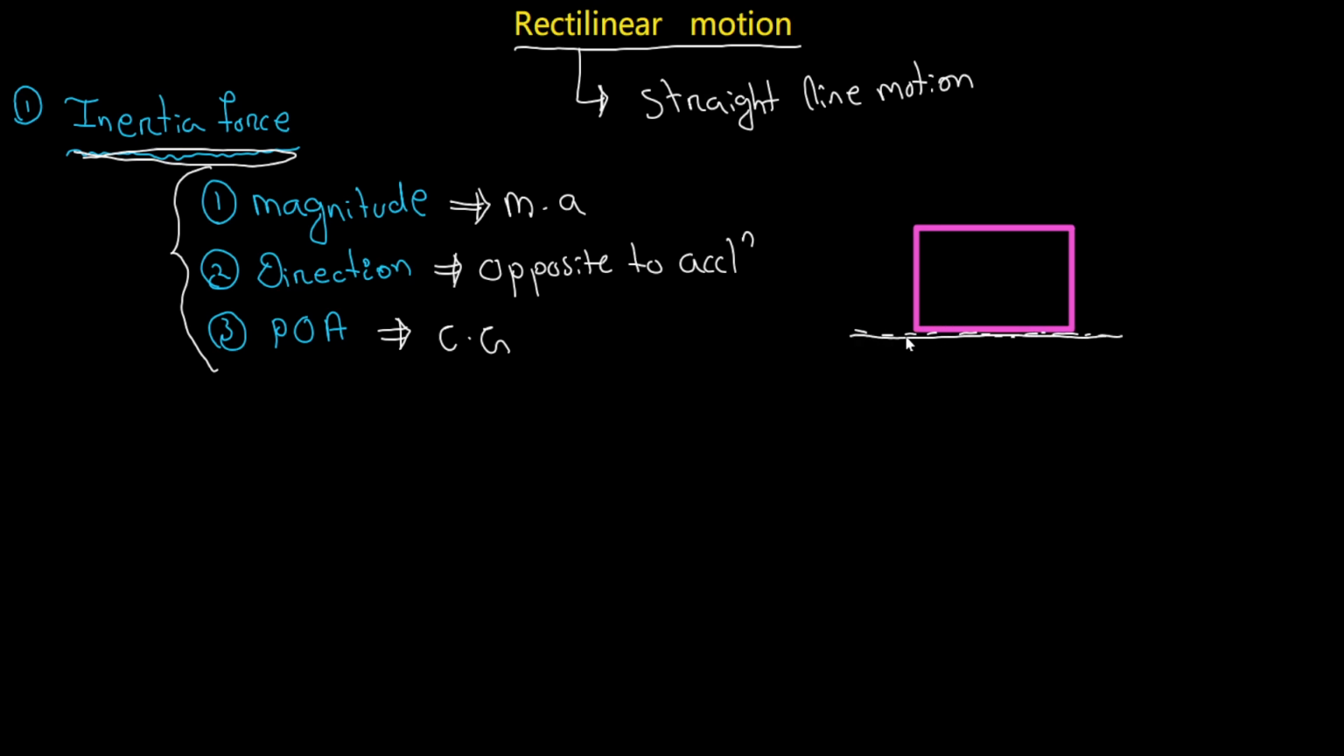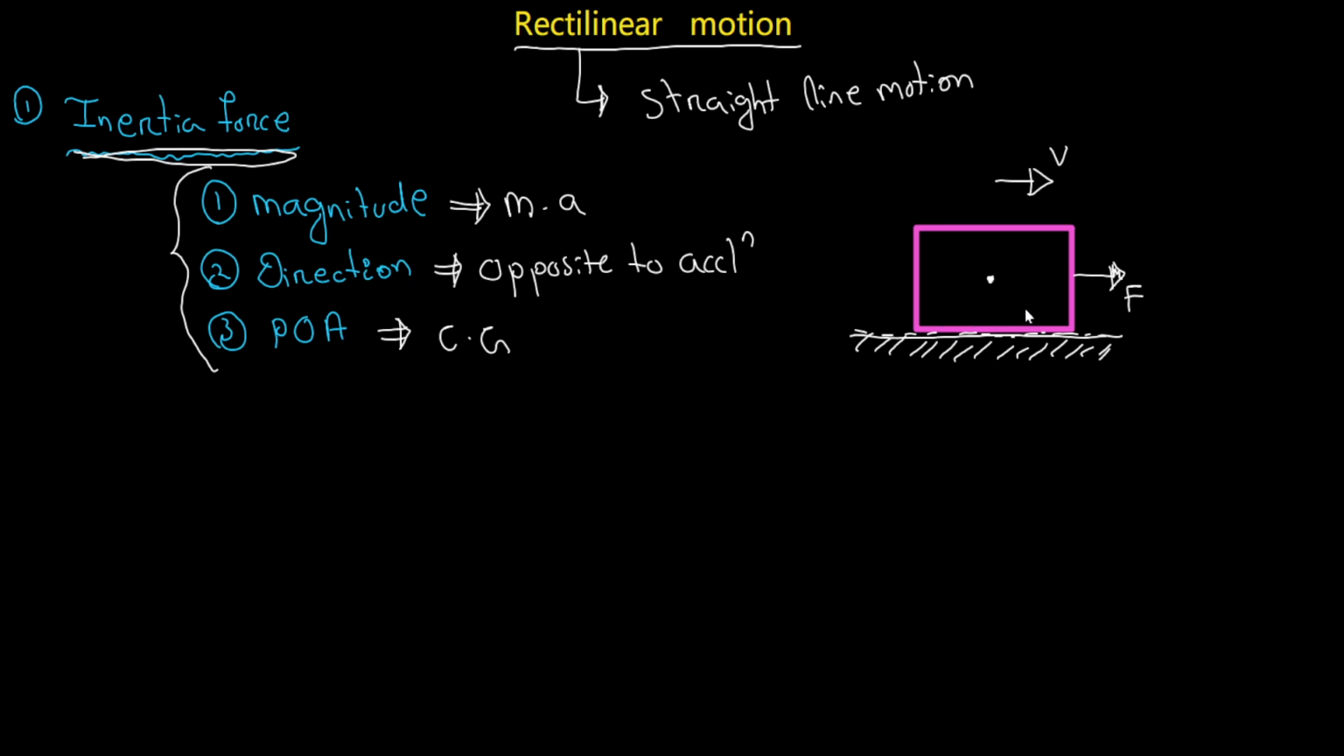So this is a plane over which this object is placed. The object, I'm saying, is not at rest, it's in a dynamic condition, it is having some velocity. Why is it moving? Because some force is applied on this object.